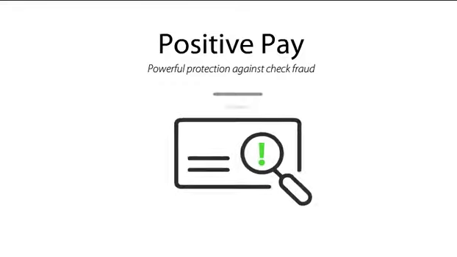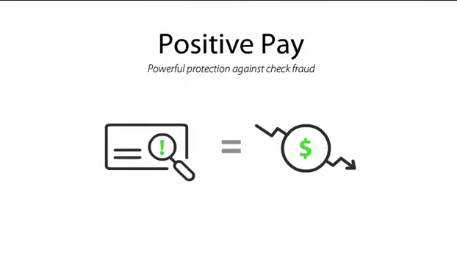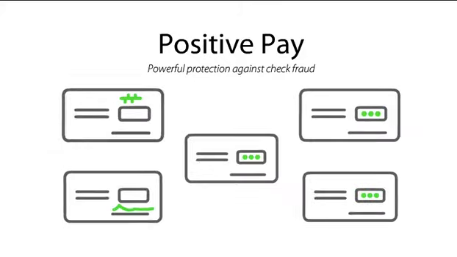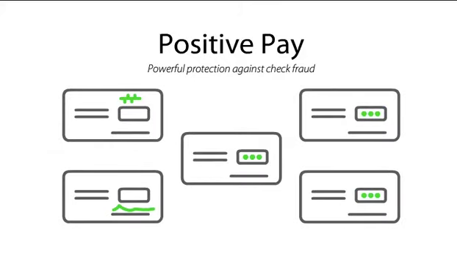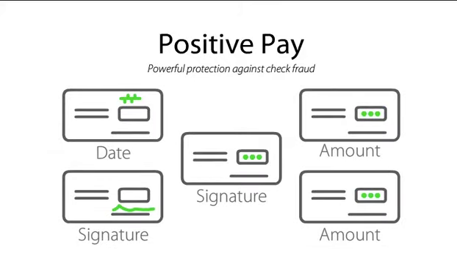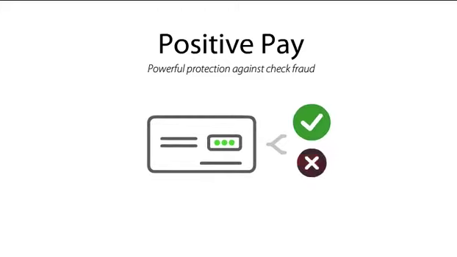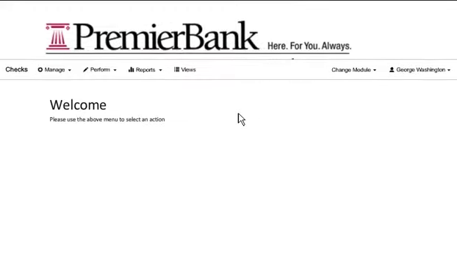Check fraud has long been a significant source of financial loss for businesses. Positive Pay helps protect you from these forms of fraud by comparing every check that is presented for payment against a list of details for each check you've issued. If the details don't match, the check is flagged for review, where you decide whether to pay or return it.